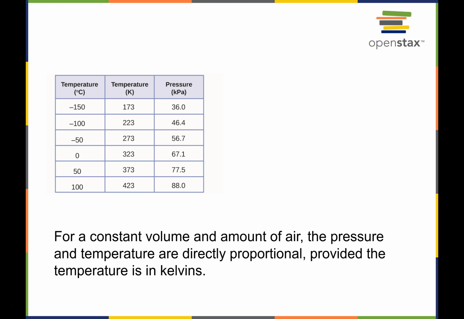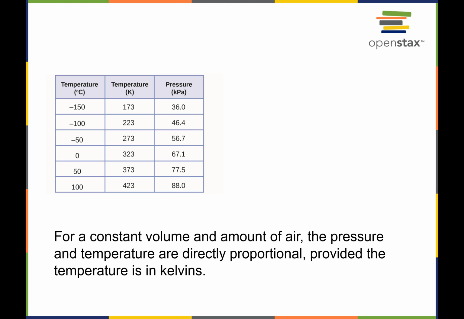Now that doesn't look right either. Are you serious? Holy Kalodi, OpenStax. Because 0 Celsius is 273 Kelvin, and 100 Celsius is 373. It's so frustrating. But what they're trying to show you is that as you increase the temperature going down, you're increasing the pressure.